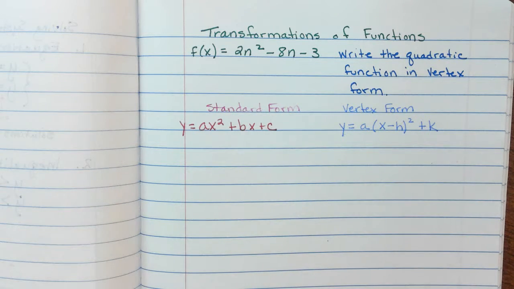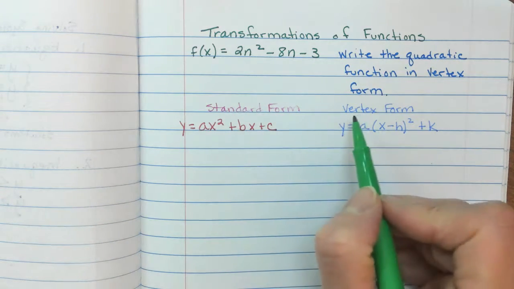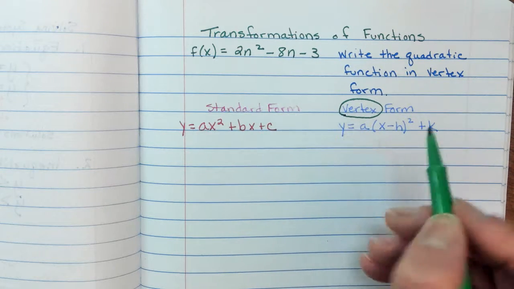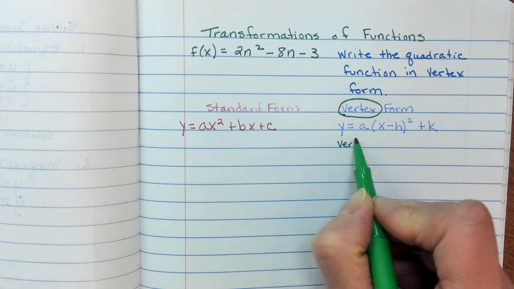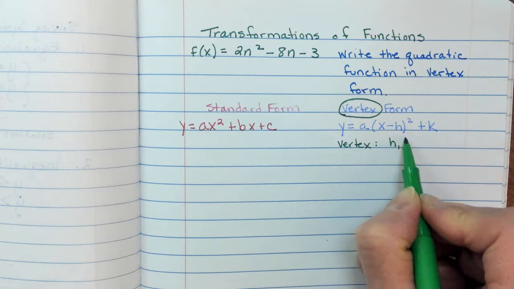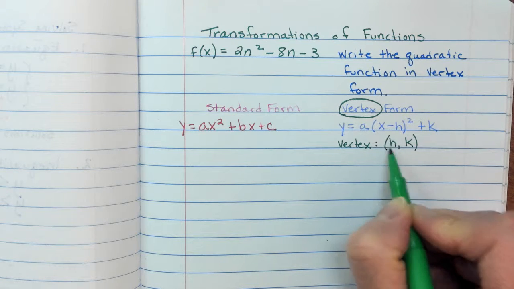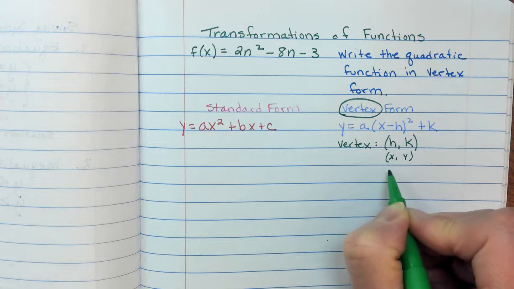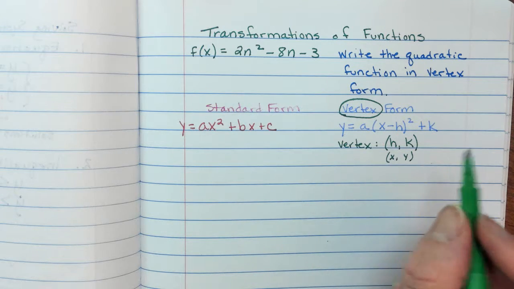So when I'm looking for vertex form, it means I need to know what the vertex is. So the vertex is the value of h comma k. hk is a very special xy. So let's find that first.